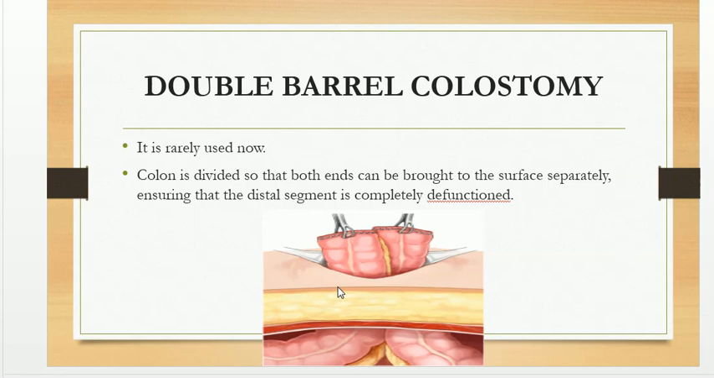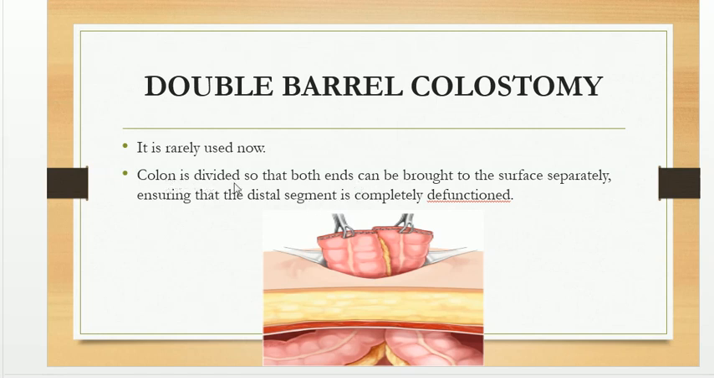Double barrel colostomy. Double barrel, usually you must imagine a double barrel gun. Here you can see it is rarely used now. One indication of double barrel colostomy was when there is a large gut volvulus, a sigmoid volvulus. In that case, this double barrel colostomy used to be done.